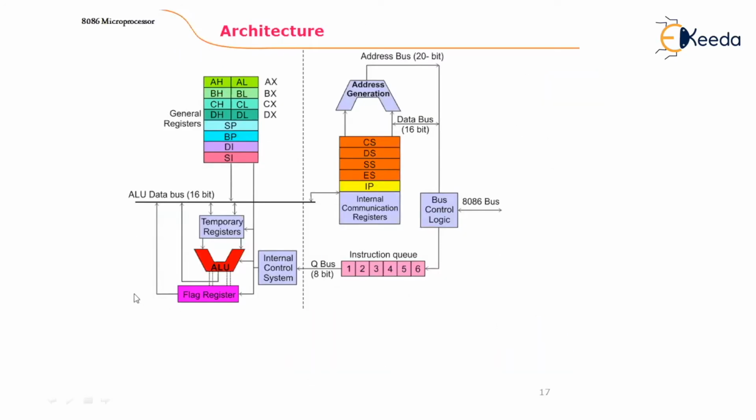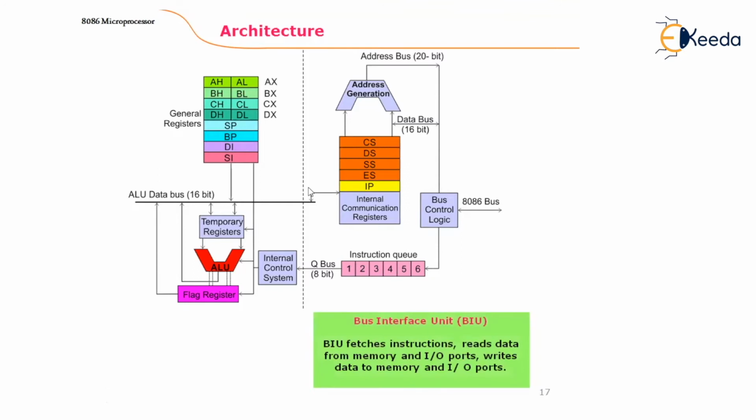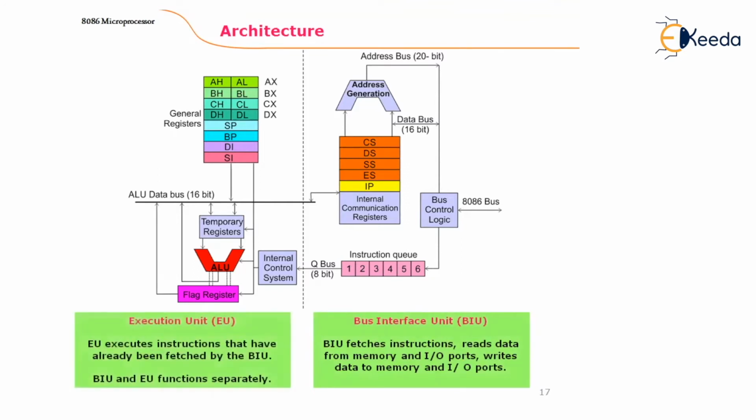If you have a look at the screen, the total CPU has been divided into two parts. One is the bus interface unit and the other one is the execution unit. The total CPU, in fact, is divided into two different parts: the bus interface unit and the execution unit.